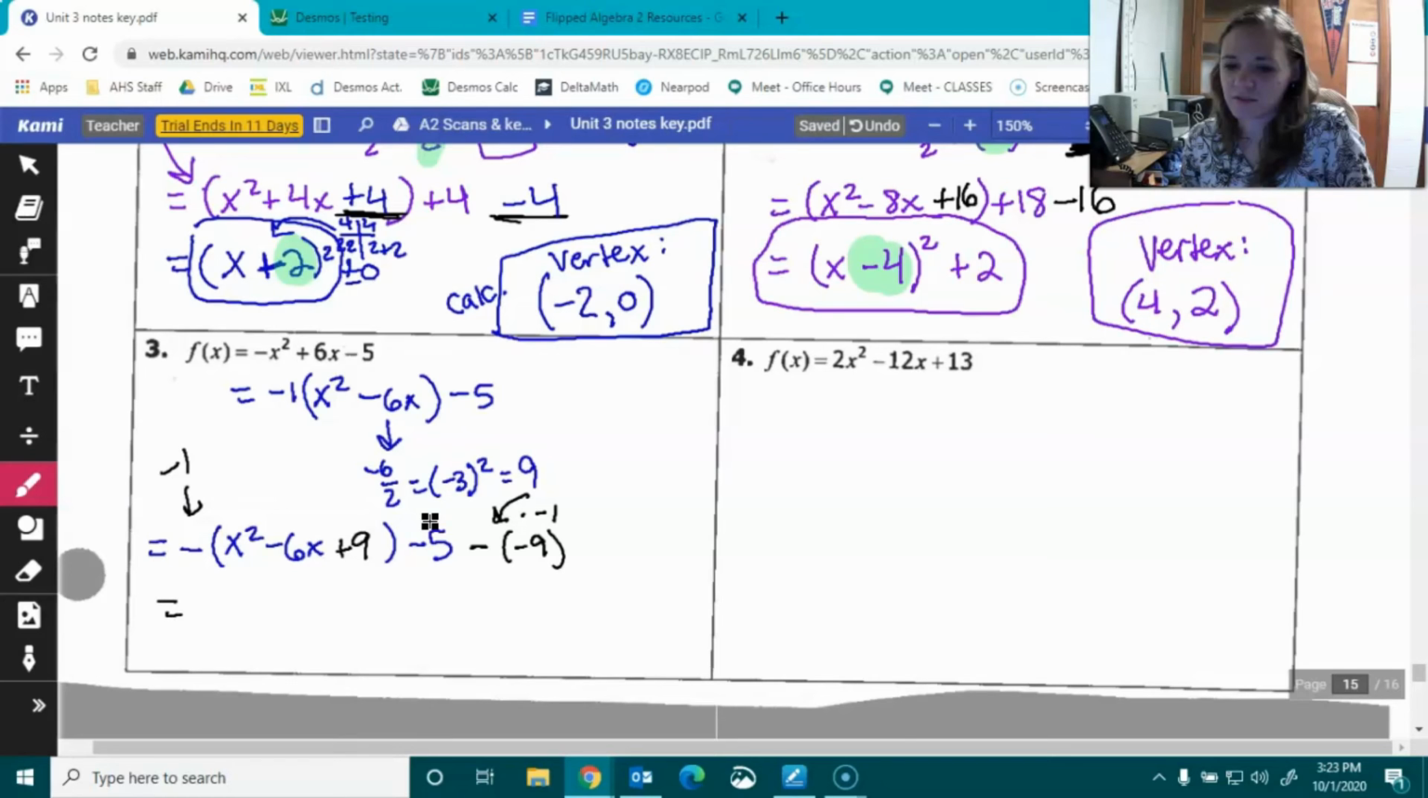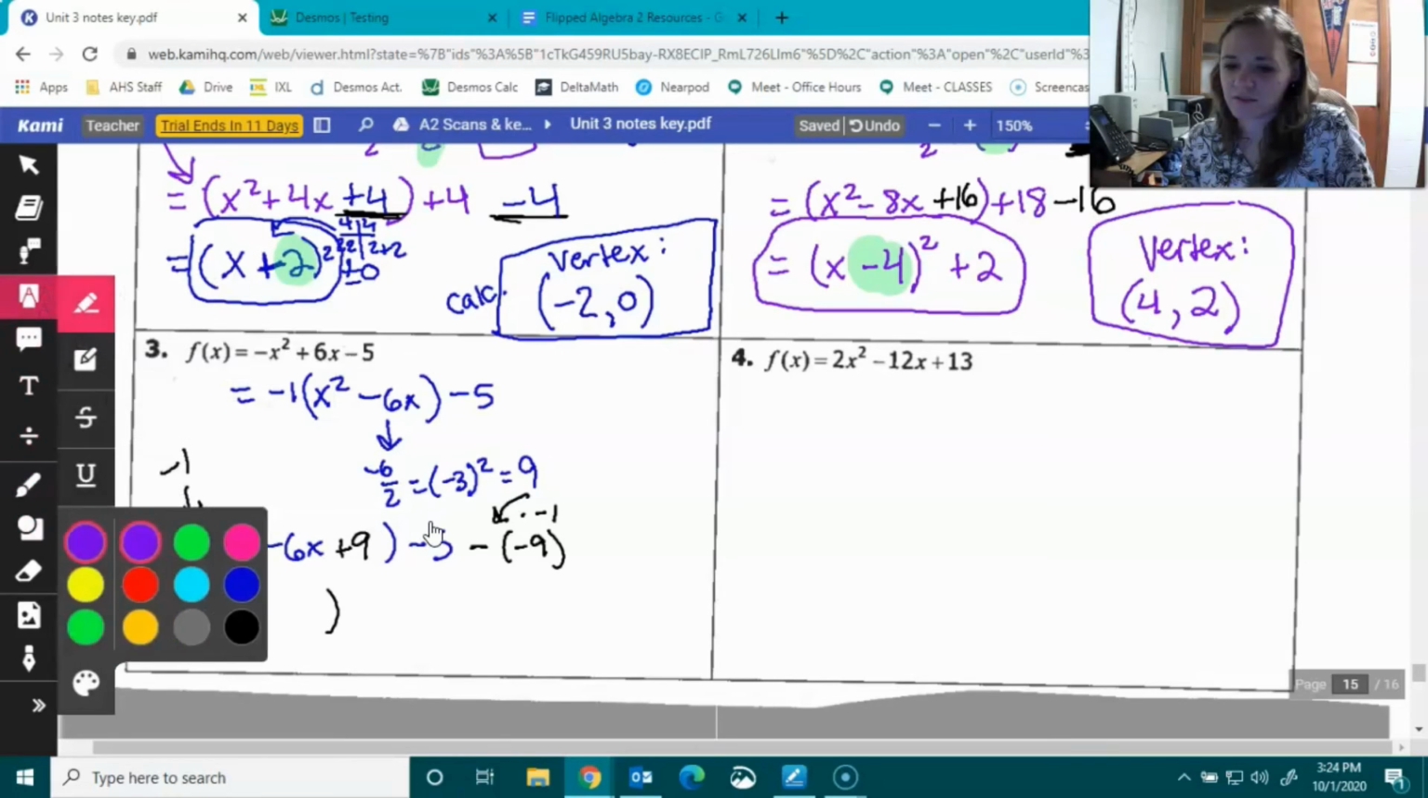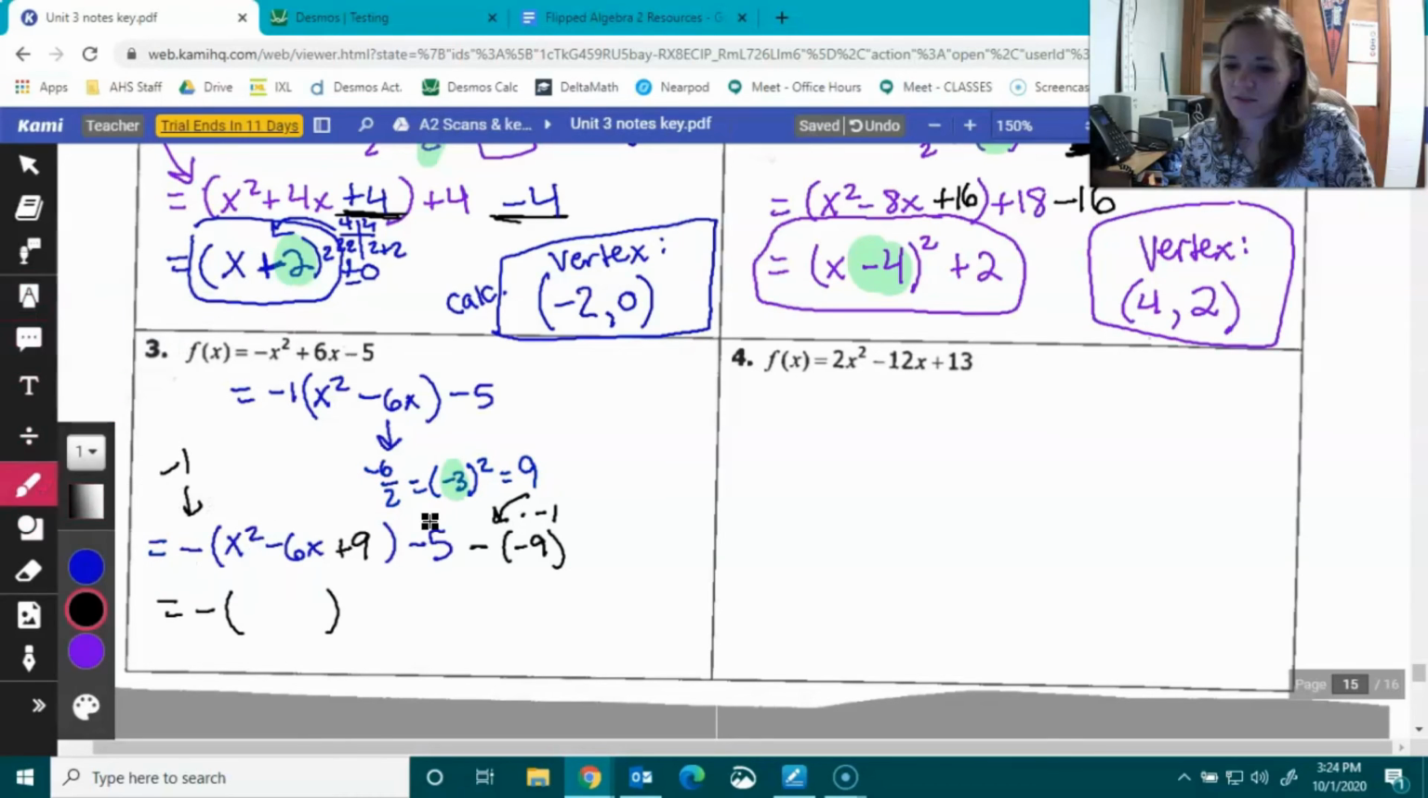Alright, then I'm going to go ahead and keep my sign. So this trinomial now becomes a binomial, and that binomial is whatever was right here. So it's x minus 3, and then that becomes squared. And then this right here, negative 5, becomes a plus 9. Negative 5 plus 9 is plus 4. So negative x, let me make sure I got it right. Yes. Alright, and then that would be in vertex form.